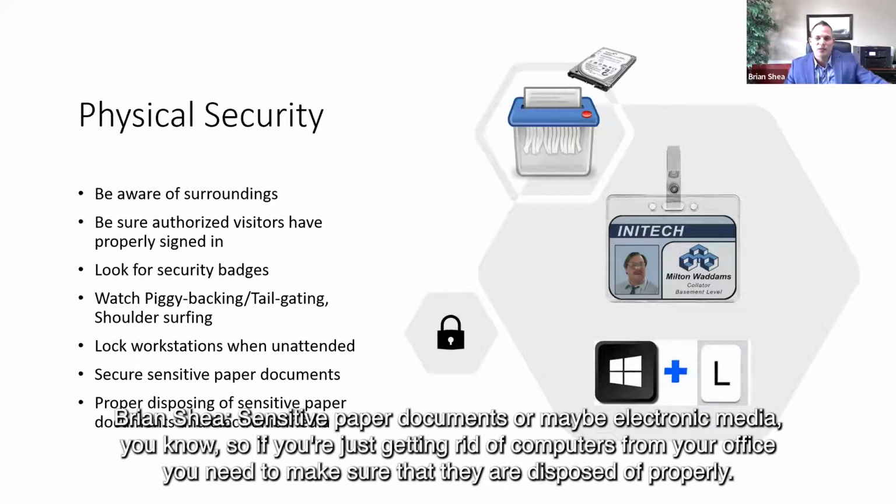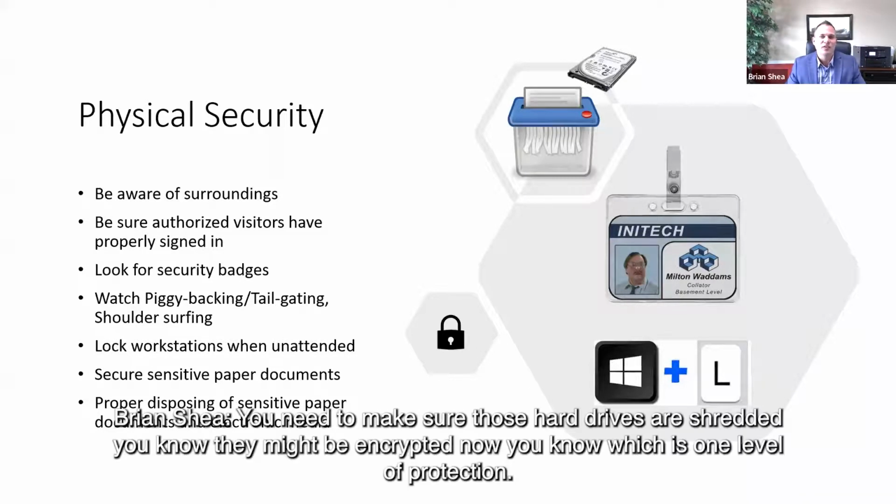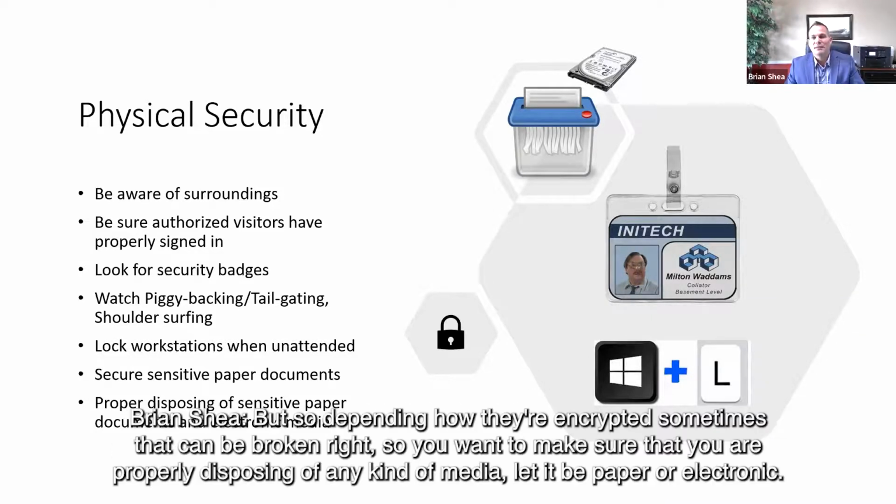Sensitive paper documents or maybe electronic media: if you're just getting rid of computers from your office, you need to make sure that they are disposed of properly. You need to make sure those hard drives are shredded. They might be encrypted now, which is one level of protection, but depending on how they're encrypted, sometimes that could be broken, right? So you want to make sure that you are properly disposing of any kind of media, be it paper or electronic.